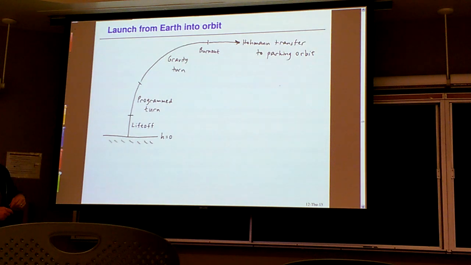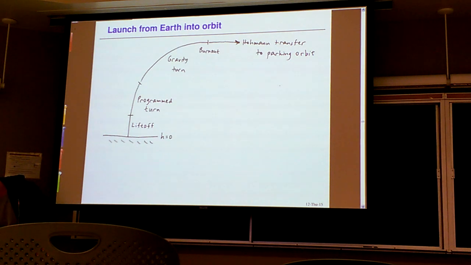Now, this is a switch from what we've been talking about, because always up till now when we talk about orbital maneuvers, we always assume we're in a parking orbit and we use a Hohmann transfer to leave it. Now we're actually going to use a Hohmann transfer to get there, and that's what's actually done.